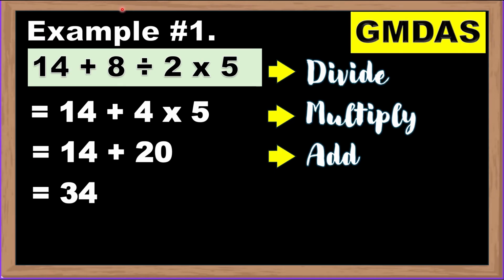Okay, remember, even if multiplication comes before division in the acronym, you must solve multiplication and division from left to right as they appear. So the same goes for addition and subtraction.